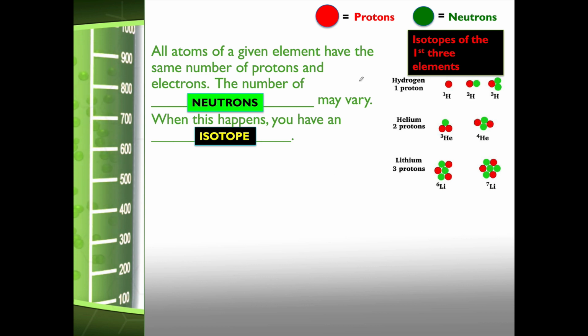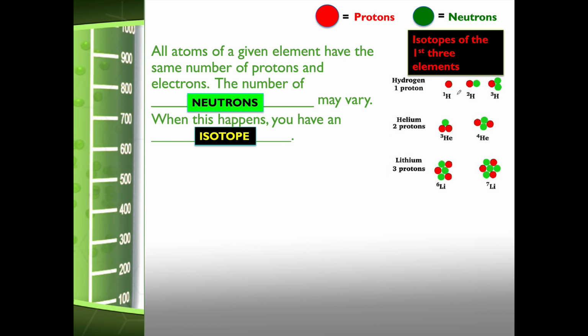So what I want to do is pay attention over here to this little diagram, and let's talk through it for a second. We have a color code up here: red dots equal protons, blue dots equal electrons, green dots equal neutrons. And these are the isotopes of the first 3 elements on the periodic table. We have hydrogen, helium, and lithium.